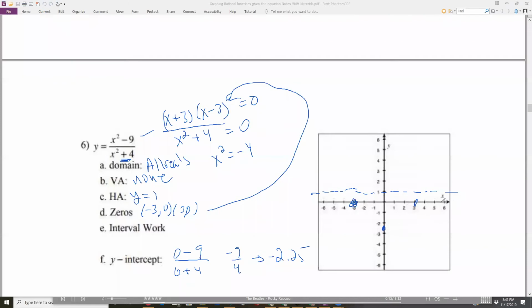And I know there's no vertical asymptote, so this graph has to look like this. Approaching that horizontal asymptote, we're going to drop down past the 3, then it's going to hit the y-intercept. It's got to turn around, head back up, and then head out towards that horizontal asymptote. And that's what that looks like.